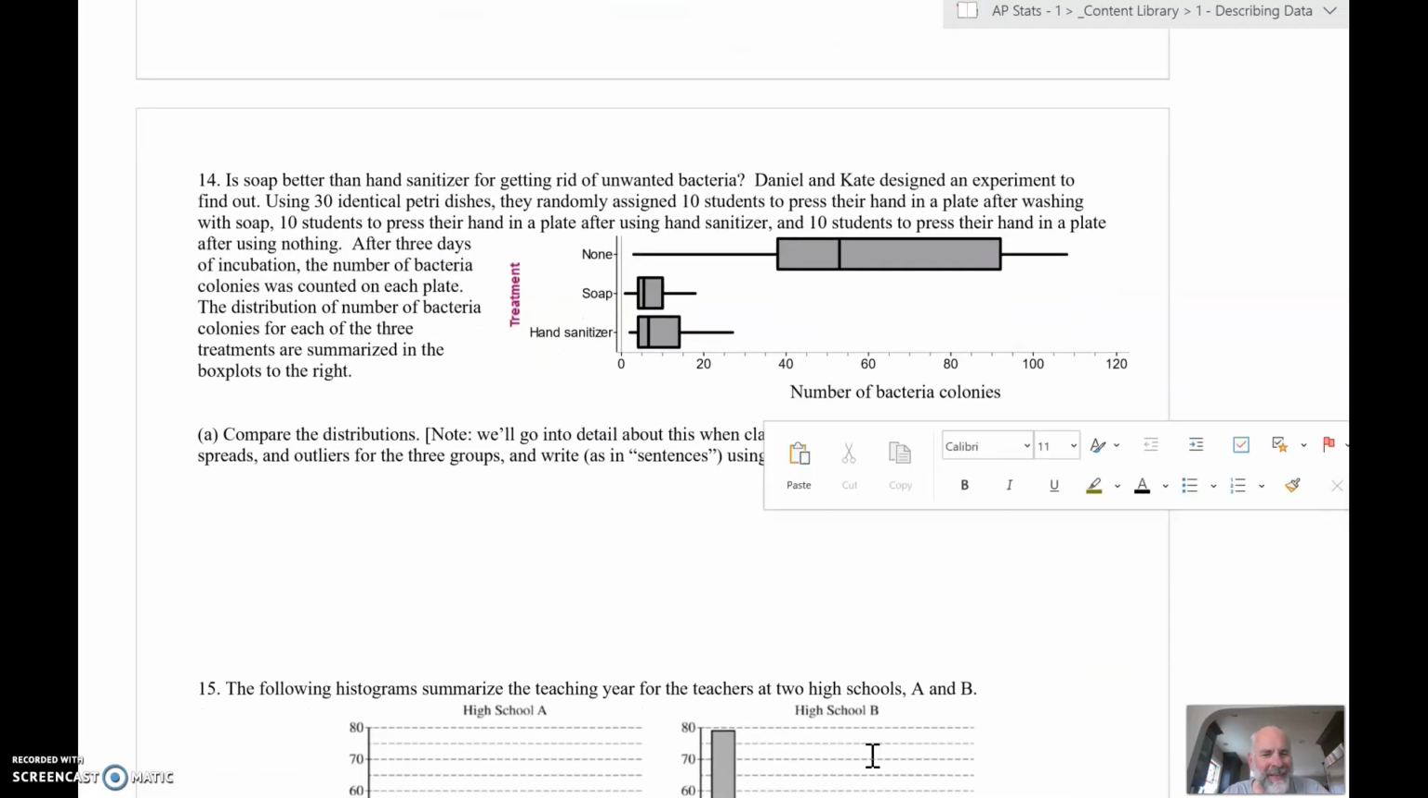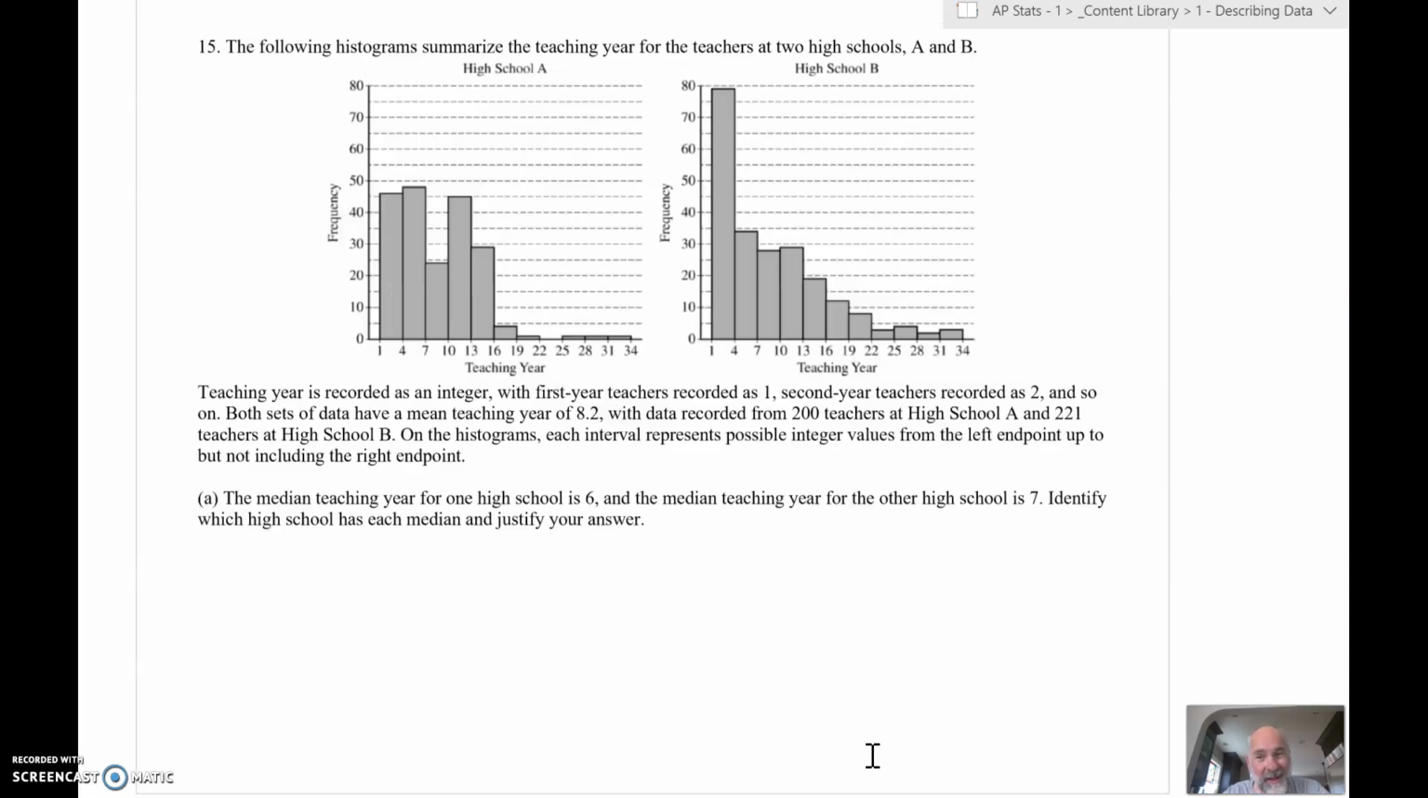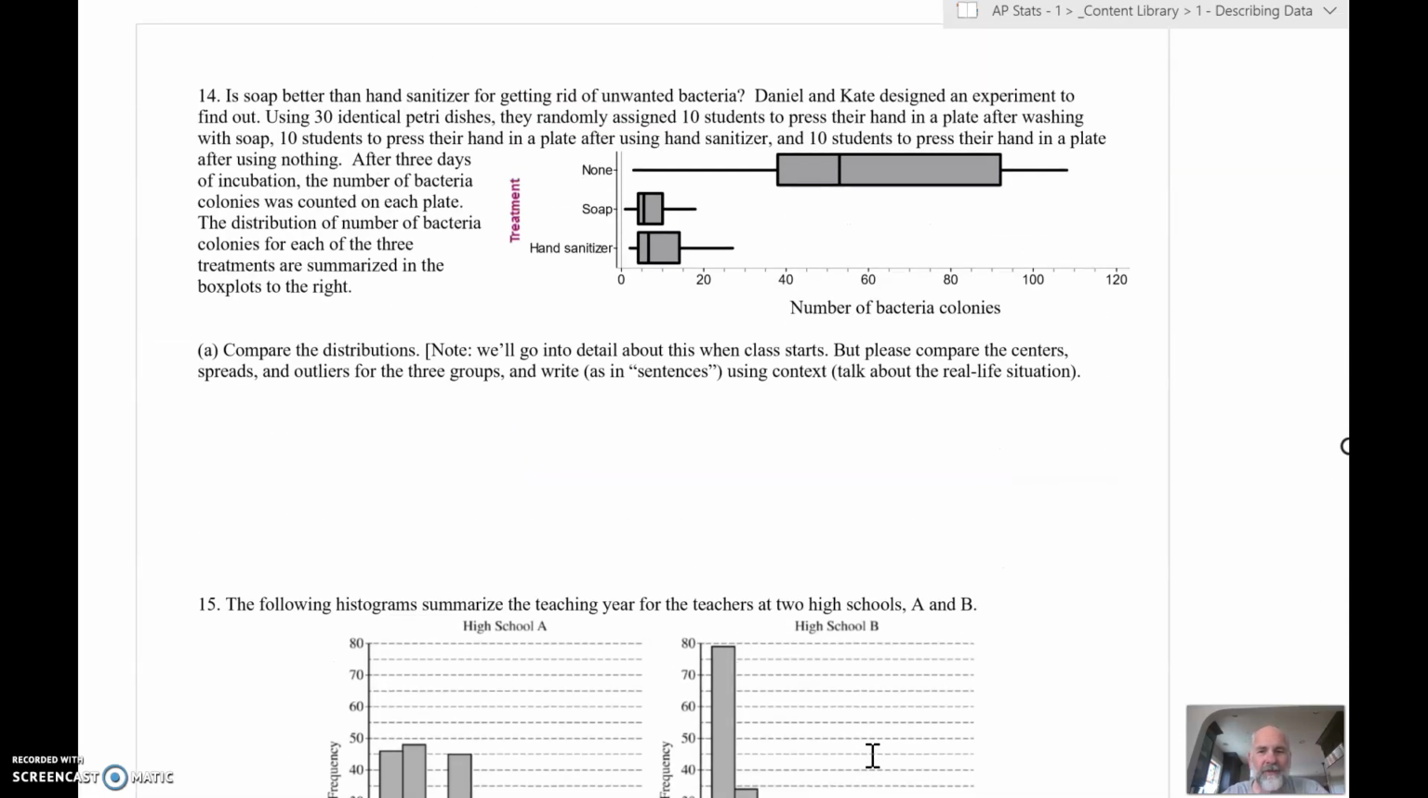Compare the distributions. All right. Oh, kind of close. All right. So compare the distributions. I'm going to pause it and I'm going to compare the distributions for you.